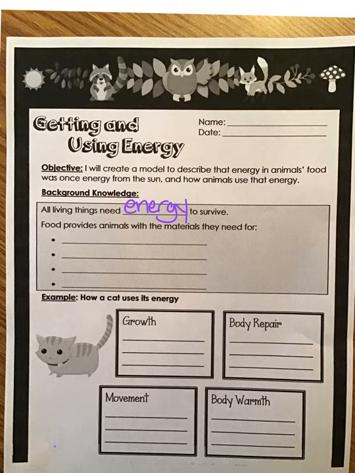Food provides animals, of course, with the materials they need for body repair, growth, body warmth, and of course, movement. All of these require food. Let's look at some examples: how a cat uses its energy.